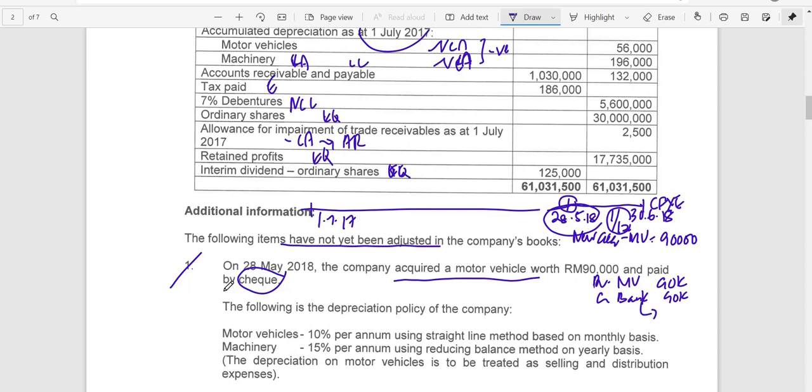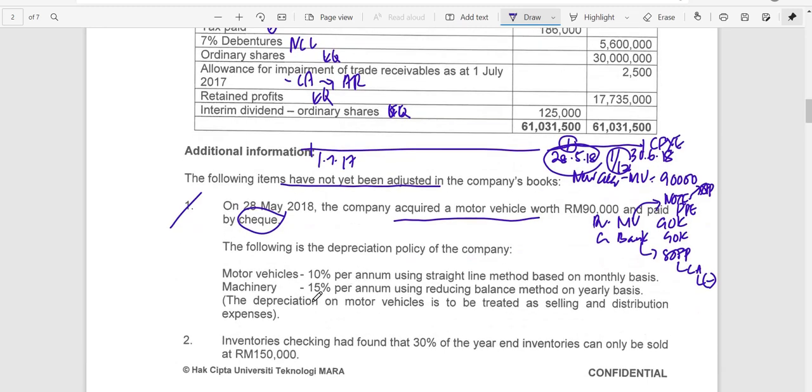Okay, that one has to be shown here in the SOFP in your current asset. You need to go and remove, minus. And for the motor vehicle, this needs to be shown in your notes later, in the PPE notes, yeah, PPE. And then later it will be shown in the statement of financial position as part of the carrying value. So here you have the information on depreciation.